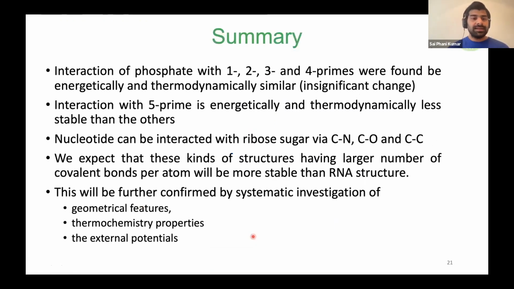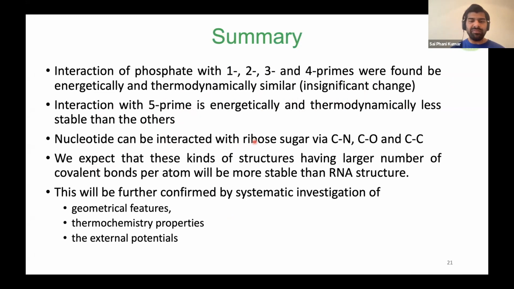Coming to the summary of my talk and our work, these are the key points. The interaction of phosphate with 1', 2', 3', and 4' was found to be energetically and thermodynamically similar, so maybe there is an insignificant change. The interaction with 5' is energetically and thermodynamically less stable than the others, because the Gibbs free energy of formation is very high compared to the other combinations.